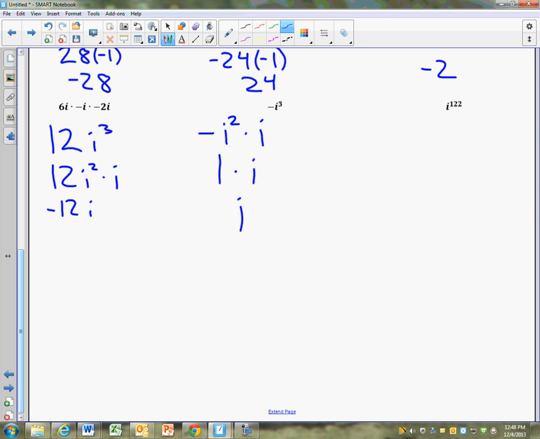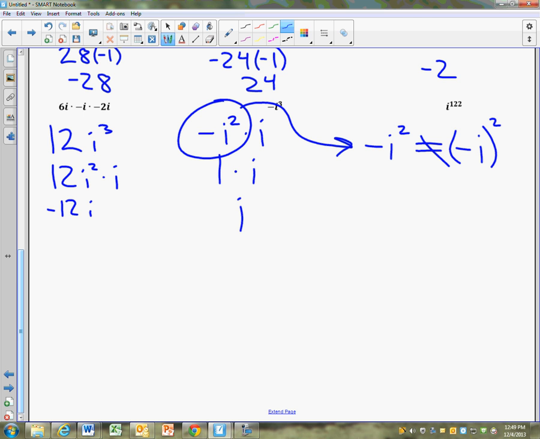i to the 120. Question. Ooh. Good question, Emily. Let's investigate that a little bit more. Those are different. Here, I'm doing what you just suggested. I'm squaring the negative. This problem is not squaring the negative. It's i squared and then multiplied by a negative. Exactly. That's the difference. Everybody see that?